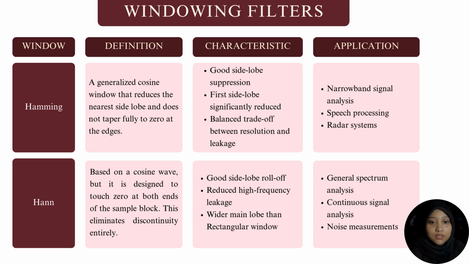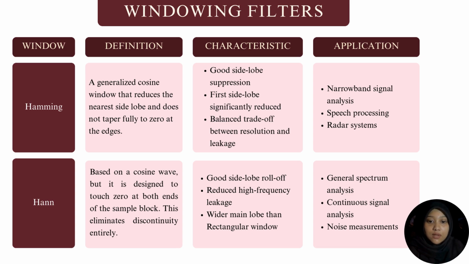Hann window is based on a cosine wave. It is designed to touch zero at both ends of the signal block. By doing this, the discontinuities at the signal edges can be eliminated, which helps to smooth the signal. For characteristics, the Hann window provides good side lobe roll off. This means the side lobe level decreases smoothly, helping to reduce high frequency leakage in the frequency domain.